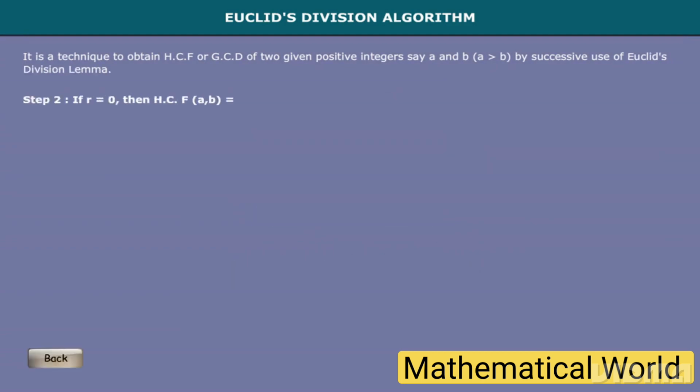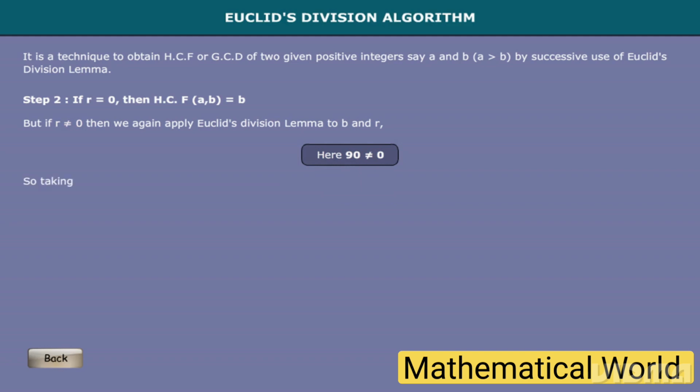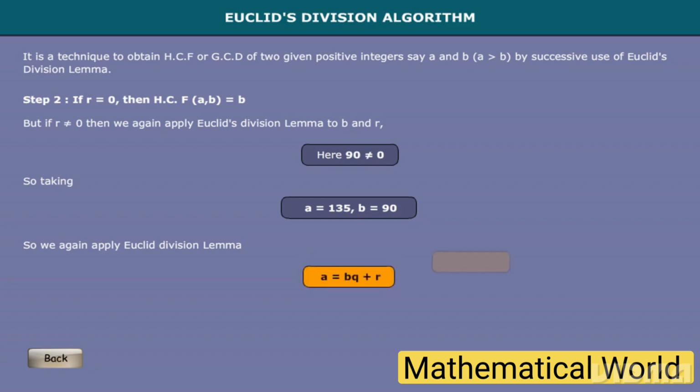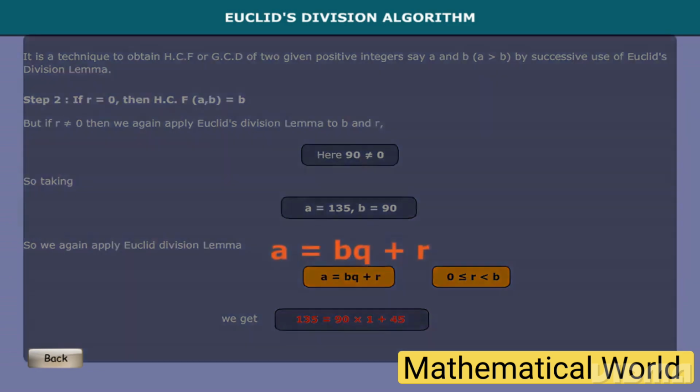Step 2. If R is equal to 0, then HCF of A and B is equal to B. But if R is not equal to 0, then we again apply Euclid's lemma to B and R. Like in the example, R is equal to 90, which is not equal to 0, so we again apply Euclid's division lemma to B and R. By taking A is equal to 135, B is equal to 90, we get 135 is equal to 90 into 1 plus 45, where 45 is greater than or equal to 0 but less than 90.